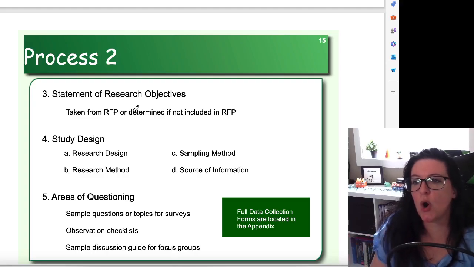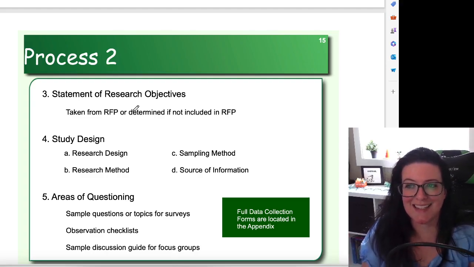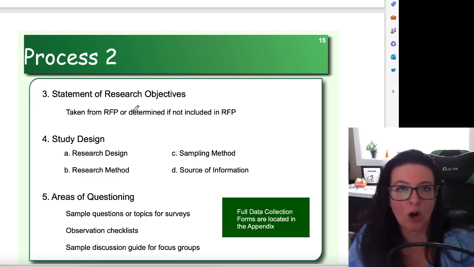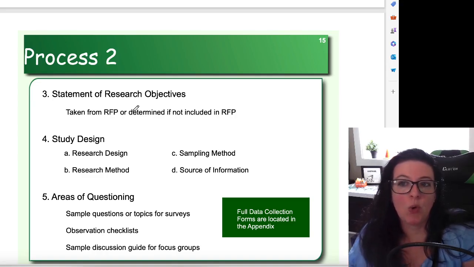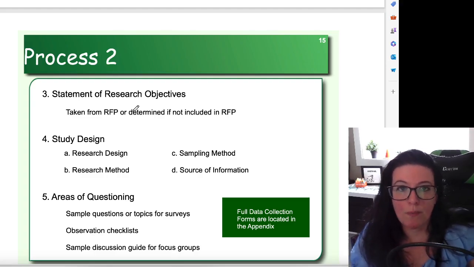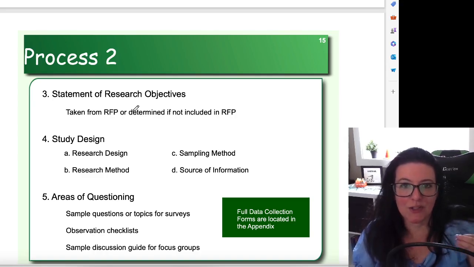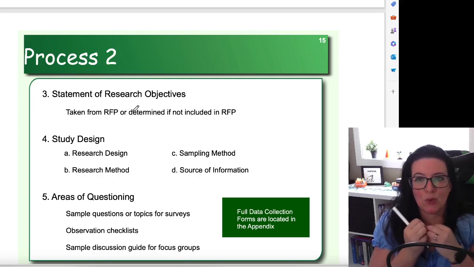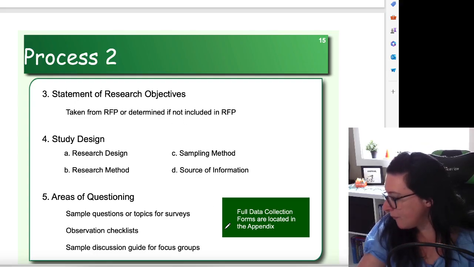How do we know if the project is successful? If you are responding to an RFP, the RFP probably already included those research objectives, and you are restating them if they were provided. Okay, so making it clear that you are understanding and everyone has an agreement as to what a successful research project looks like.